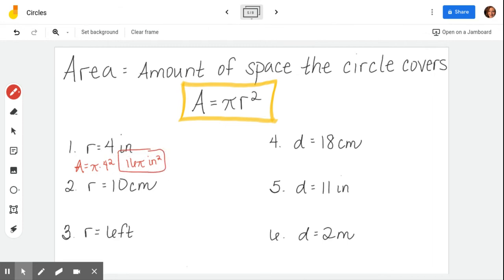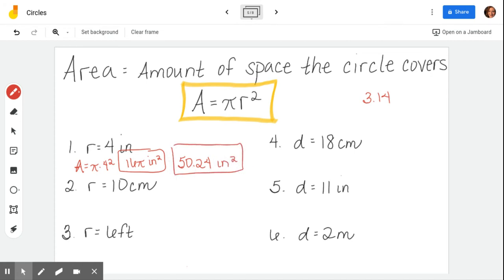If I'm asked to multiply it, again, we're going to use 3.14 for pi. That's our abbreviation. So I'm going to do 16 times 3.14, and I get 50.24. Again, inches squared.